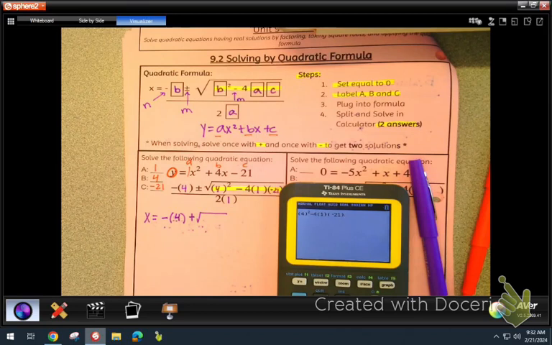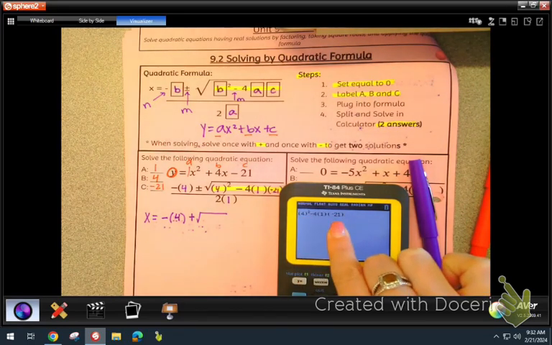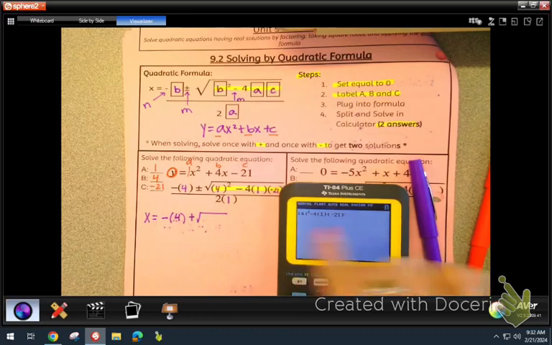And again, it's always a minus sign in front of the 4. If a number that you're plugging in is negative, then it's a negative sign. There is a difference between the minus and the negative, okay? Make sure you got that.